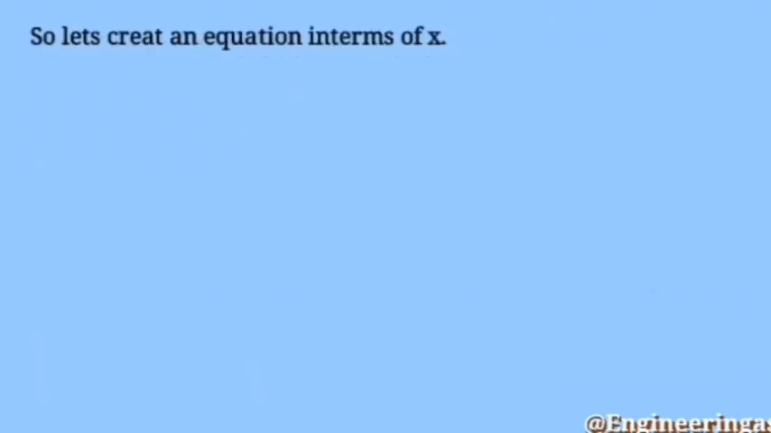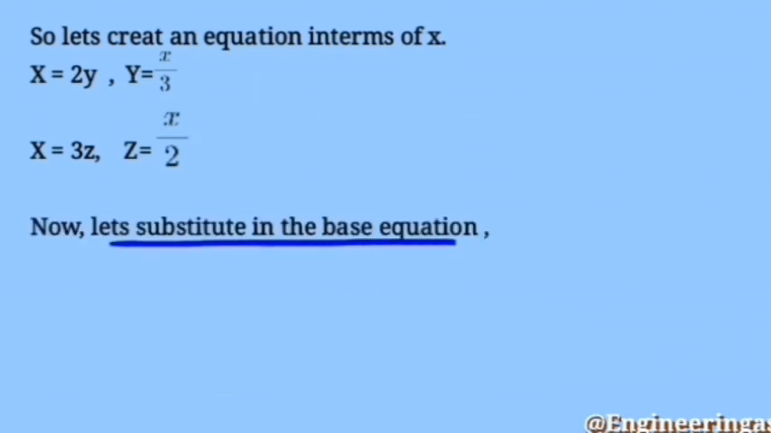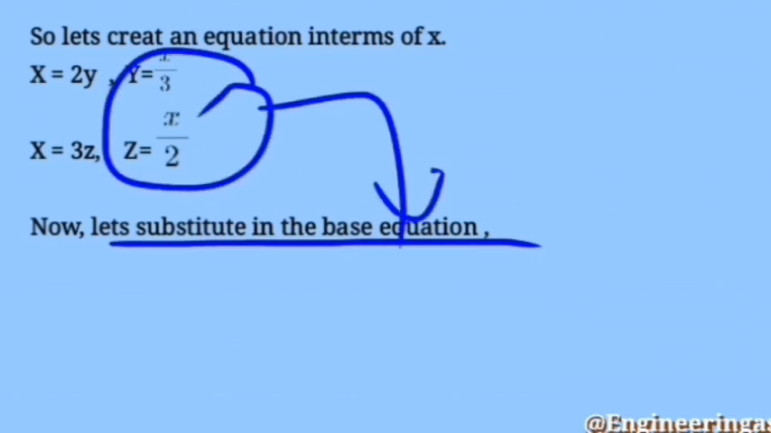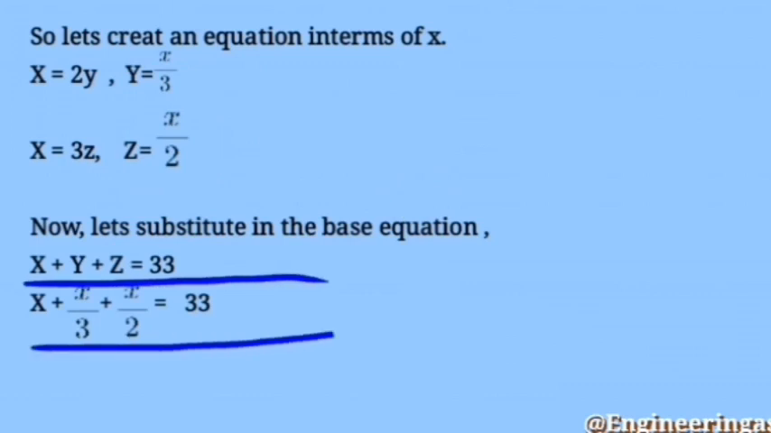Okay, then let us create an equation in terms of X. We already defined X equals 2Y, so Y will be X over 2, and also X equals 3Z, so Z will be X over 3. Then we can substitute this in the base equation. Y and Z can be substituted into the base equation. So the base equation is X plus Y plus Z equals 33. When we substitute it, X plus X over 2 plus X over 3 equals 33.